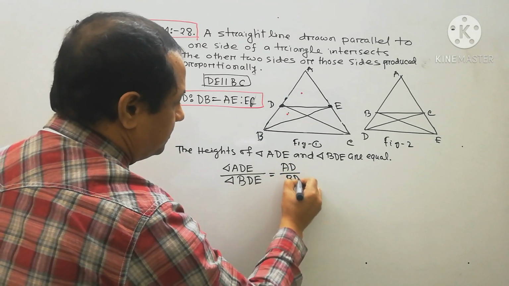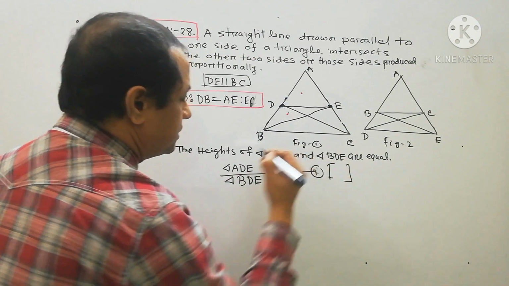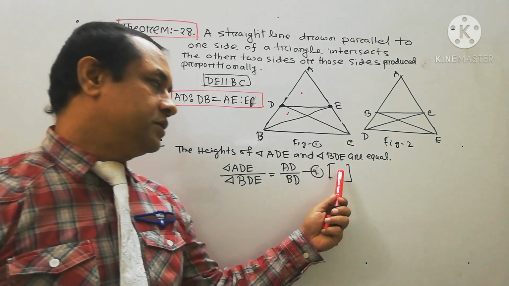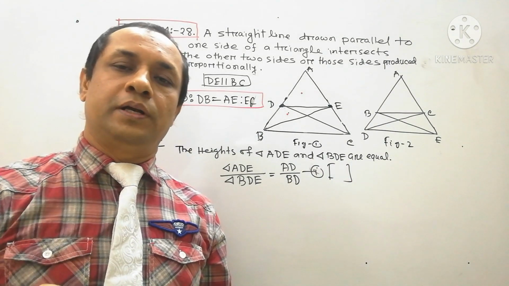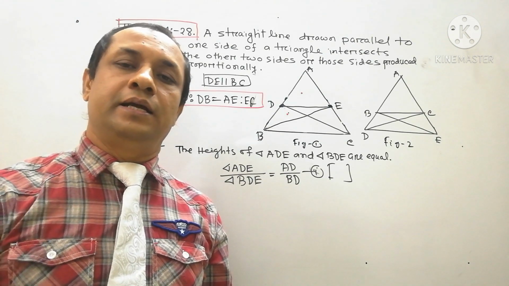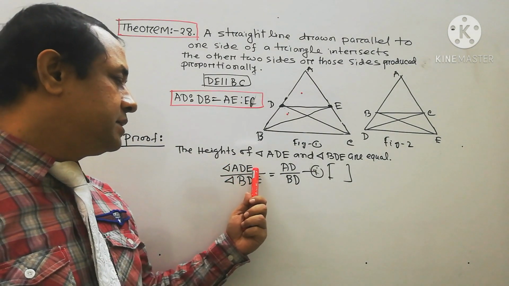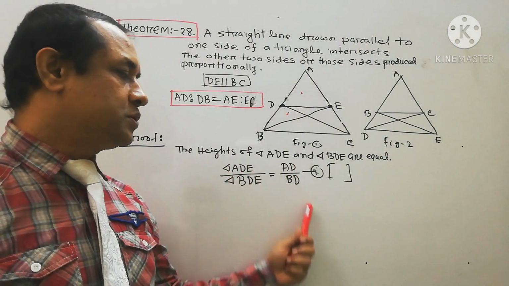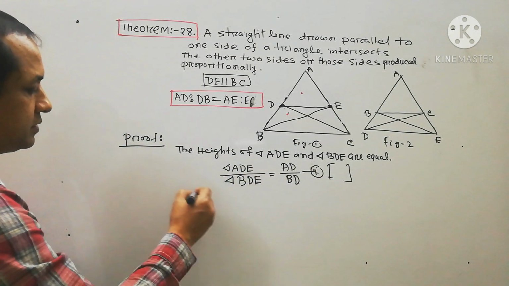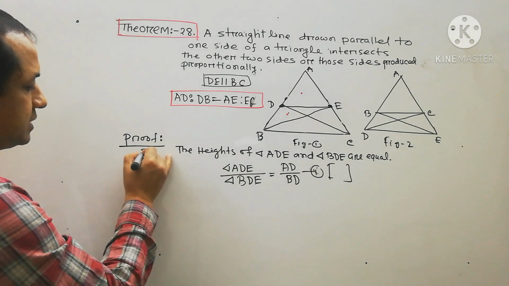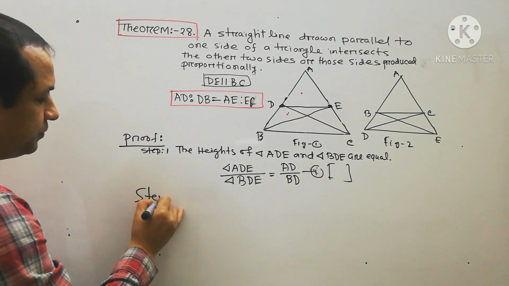AD by BD. Equation number 1. Here, a side note, students: if the heights of triangles are equal, their bases and areas are proportional. So equation number 1: triangle ADE by triangle BDE equals AD by DB. This is step number 1. Now again, students, step number 2.